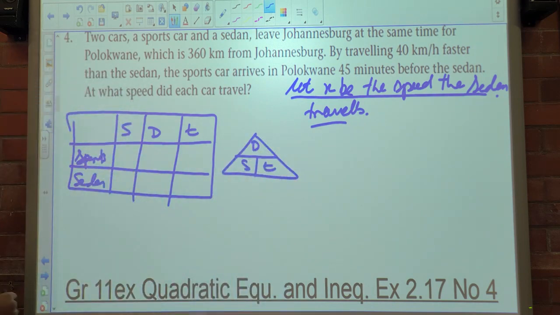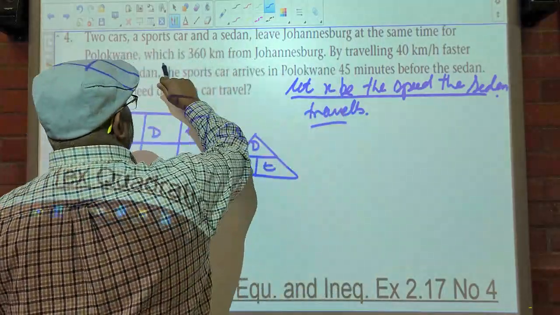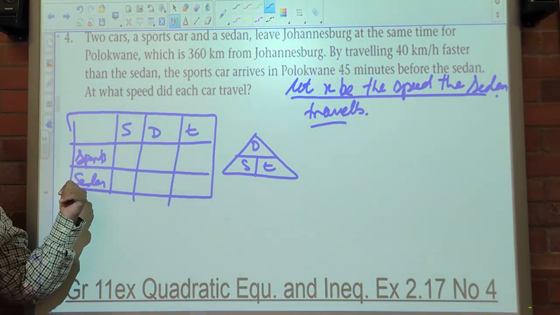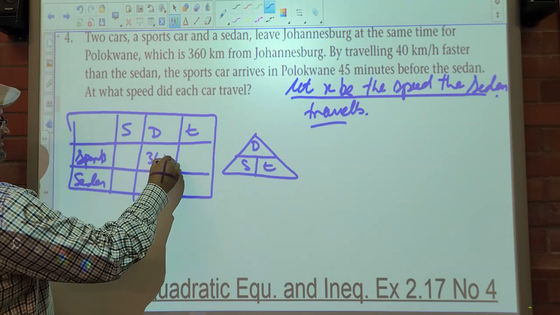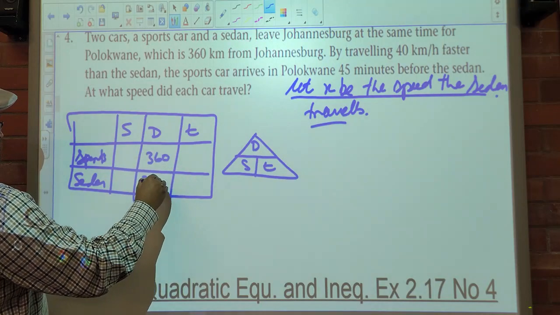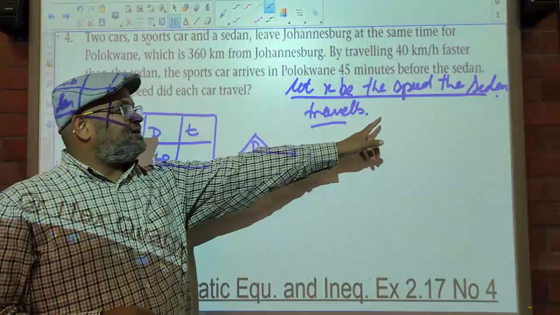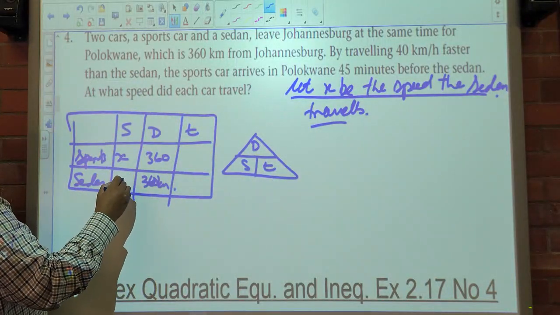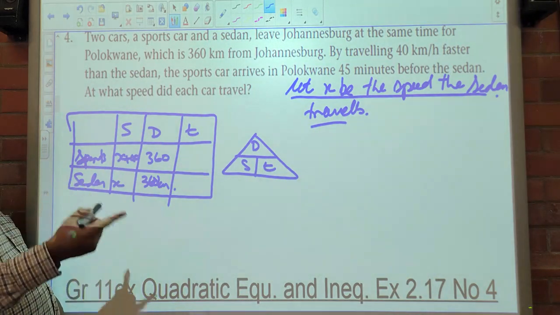Alright, so let's read again. Two cars, sports car and sedan, leave Johannesburg at the same time for Polokwane, which is 360 kilometers from Johannesburg. The sports car and the sedan will cover the same distance, not so? So it's going to be 360 kilometers in both cases. By traveling 40 kilometers faster, remember we made the speed of the sedan x. So what's the speed of the sports car? x plus 40, because that's 40 kilometers faster.